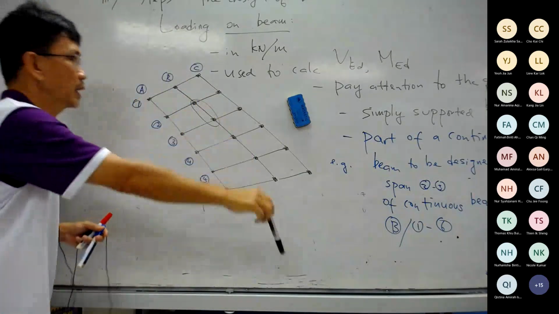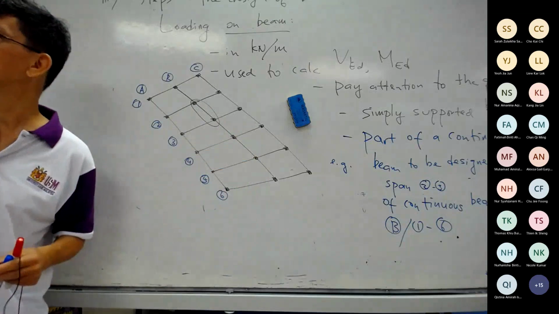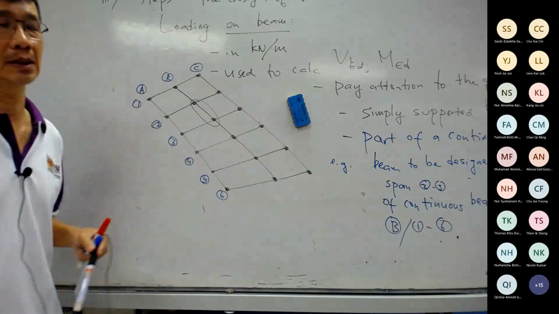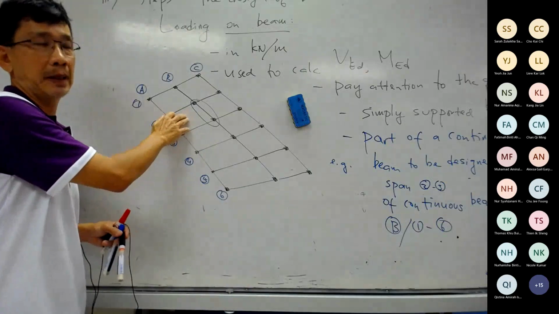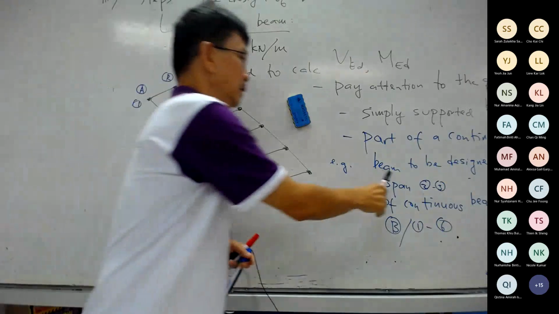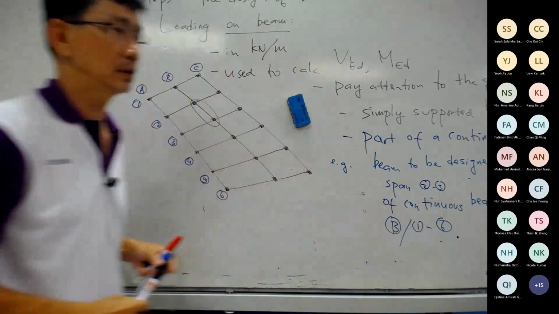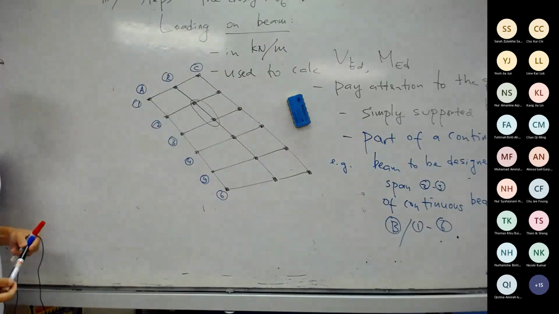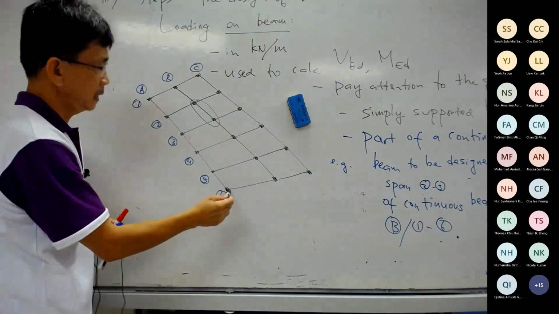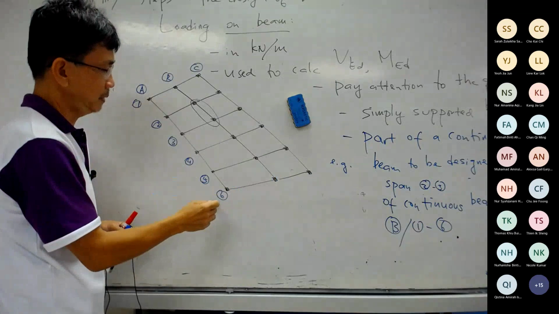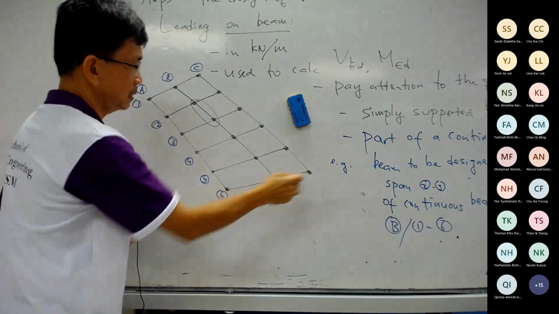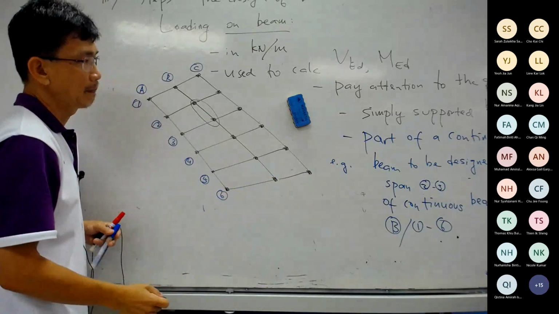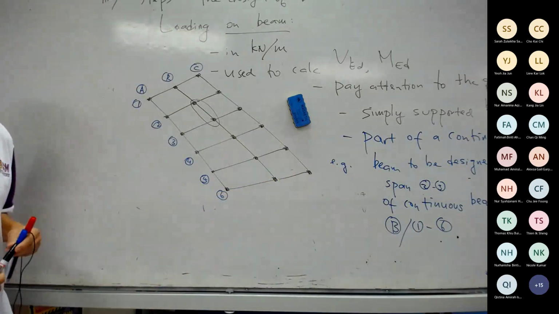And other things, what happened to other spans, we do not require, so there's no need to spend time on trying to get bending moment and shear force in other spans. Just consider this span. So that is, if it asks span 2, 3 of continuous beam B/1 to 6. It can be span AB of continuous beam 6/A to C, then we design this span. Okay. So that is the thing, okay?